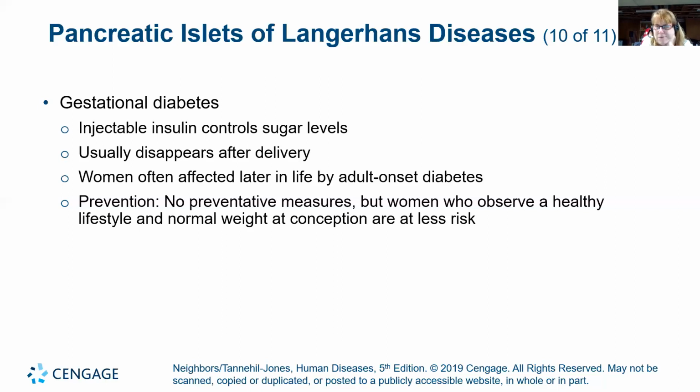What we are finding now, though, is that women who had gestational diabetes when they were having their kids are often affected later in life by adult onset diabetes, okay? But again, no prevention, and there's nothing a pregnant woman does wrong, okay? For some reason, the body's hormones just tend to go wacky when you're pregnant, and this is one of the side effects.